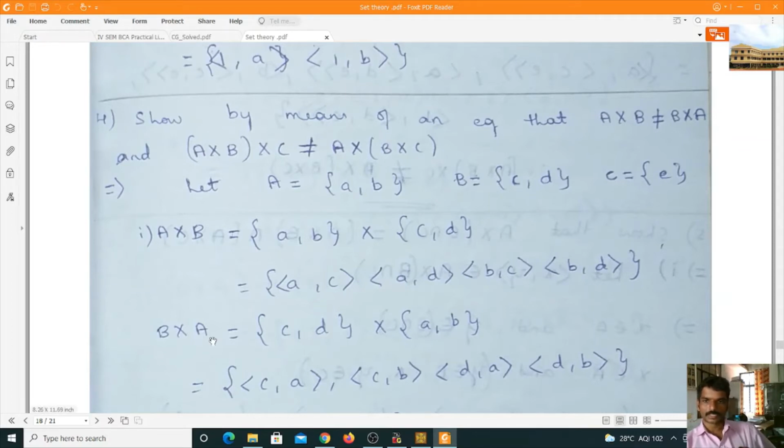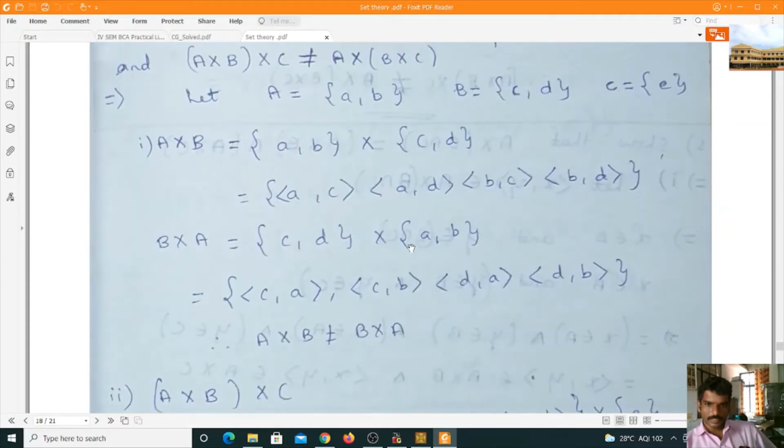Find out b cross a. b cross a, what happens? ca, cb, da and db. So now compare these two values. Here ac is there, ca is there.